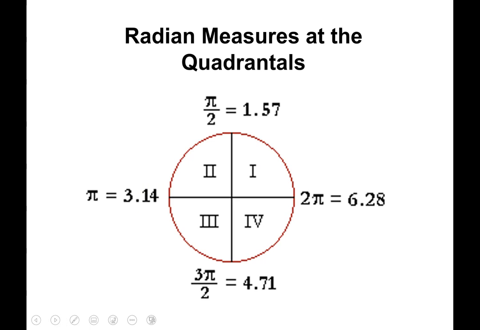So then if we're just looking at the quadrantals, since those seem to be our signposts. Let's say you started at 0 and you started moving in standard position. Pi over 2, the decimal equivalent is 1.57 radians. Then 3.14 radians. 4.71 radians would be 3 pi over 2. And then 1 full revolution of 2 pi would be 6.28 radians.